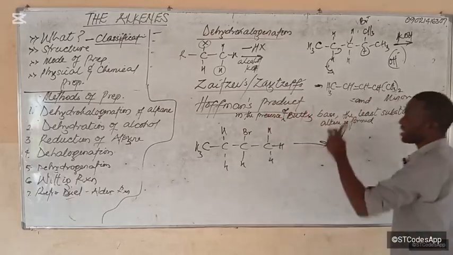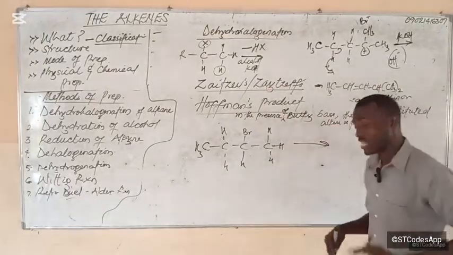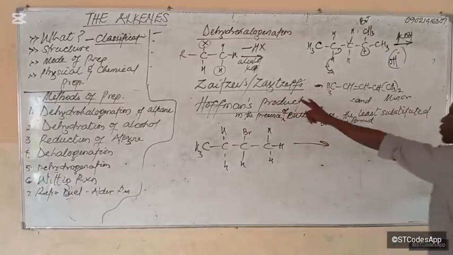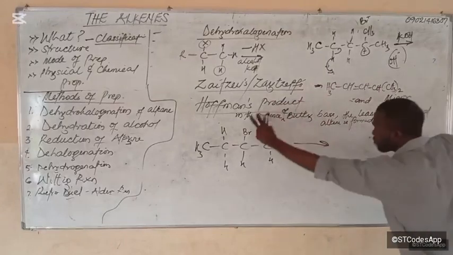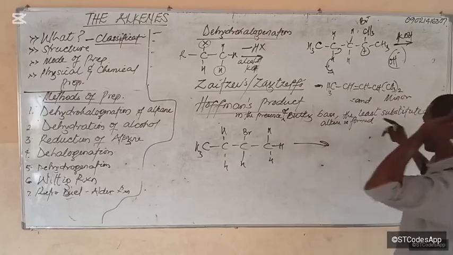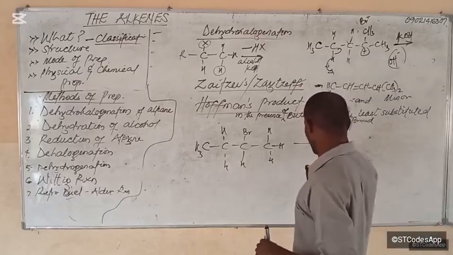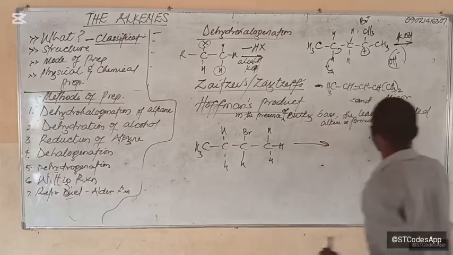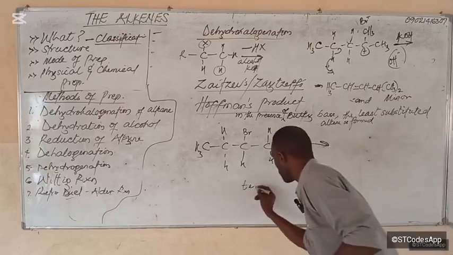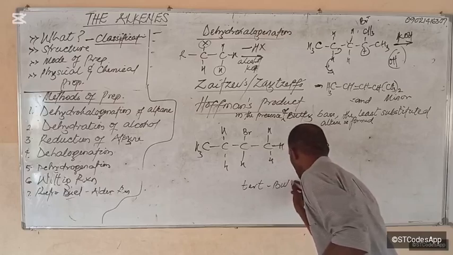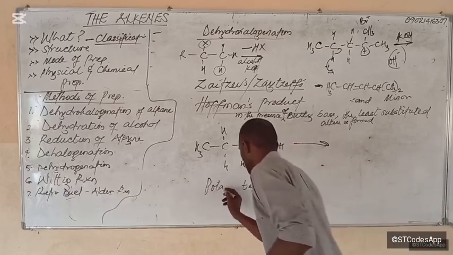But Saytzeff rule says that the most substituted alkene will be formed in the presence of a normal base, not a bulky base. The product will be the most substituted alkene. But Hofmann's product is saying that in the presence of a bulky base, the least substituted alkene will form. Now, what's an example of a bulky base? For example, we can have potassium tert-butoxide, potassium tert-butoxide.